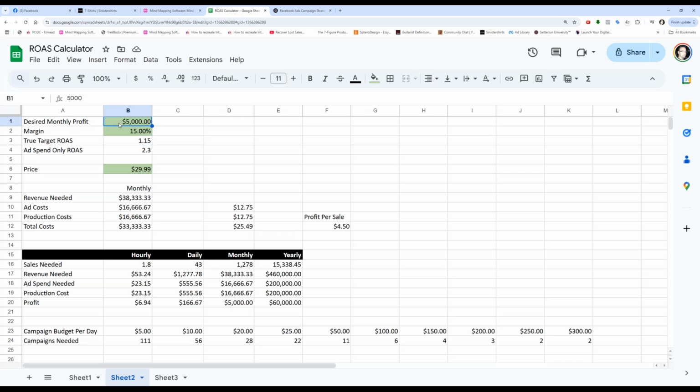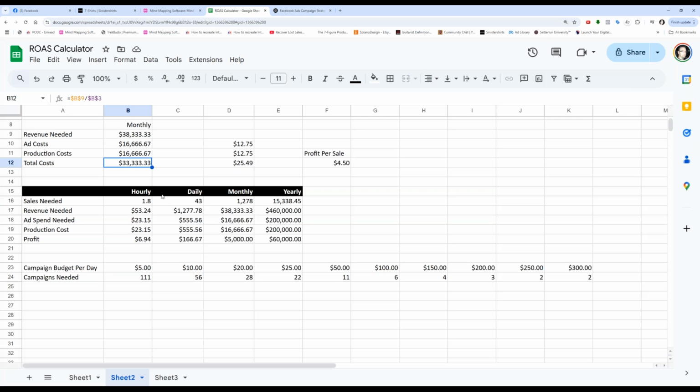So if you have a goal of $5,000 a month, you need 38,000 in revenue. 16 is going to go to ad costs. 16 is going to go to production, which leaves your total cost at like 33. Okay. So now what I did too is I broke it down hourly, and I actually did this sheet before I did the thing on ChatGPT. I wish I did ChatGPT first because I wouldn't have had to do this sheet. But anyway, monthly, how many t-shirts in this case at $29.99 would you have to sell? 1,278. How much is that daily? 43 a day, 1.5 an hour.